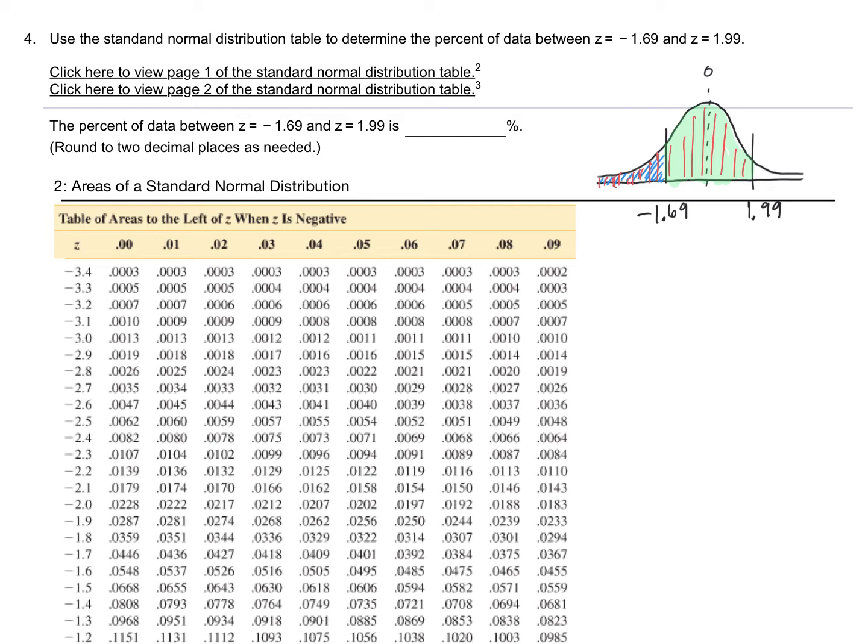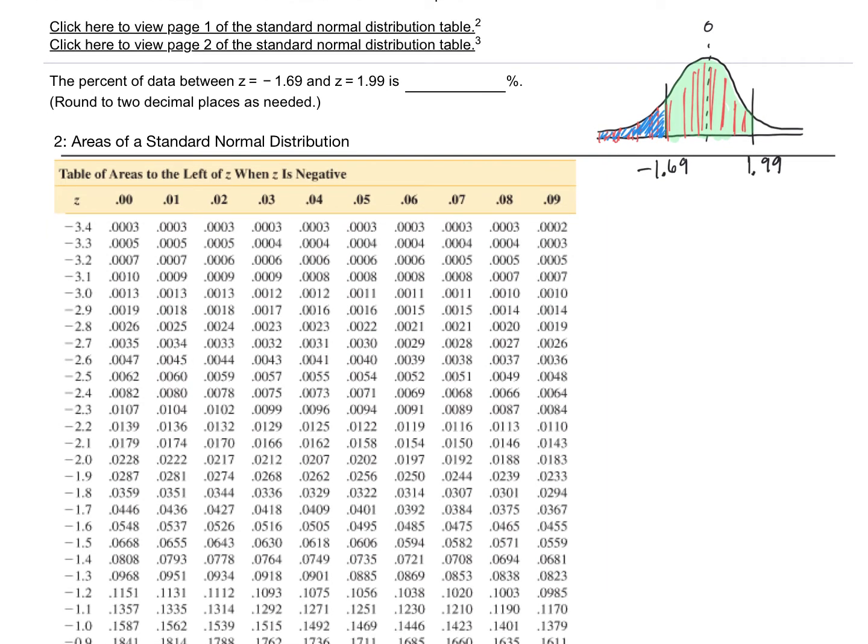So what we're going to do is subtract the areas. If we take what is hatch marked here in red, that's all the way to the left, and subtract off what we have here in blue, red minus blue will give us that green part. So that's what we're going to do here. First we'll find the area to the left of negative 1.69, so we'll use the chart.